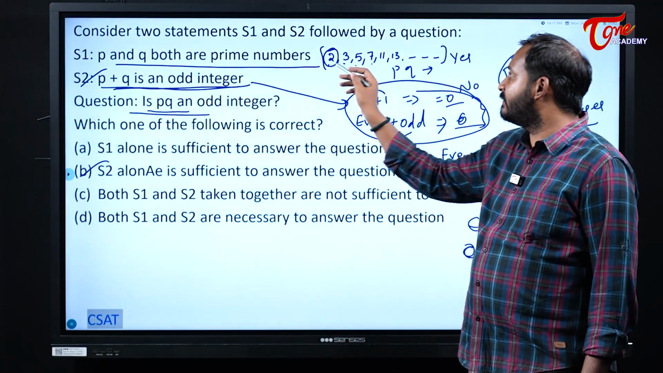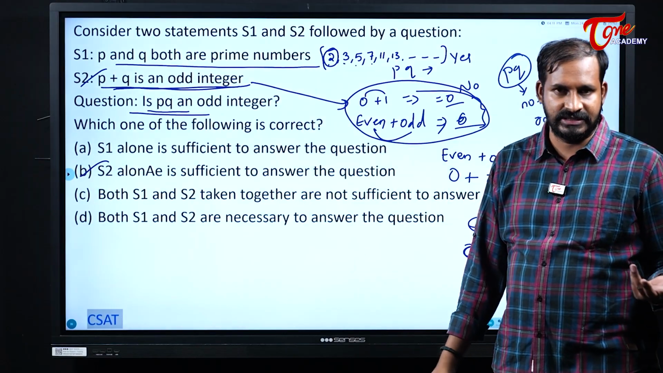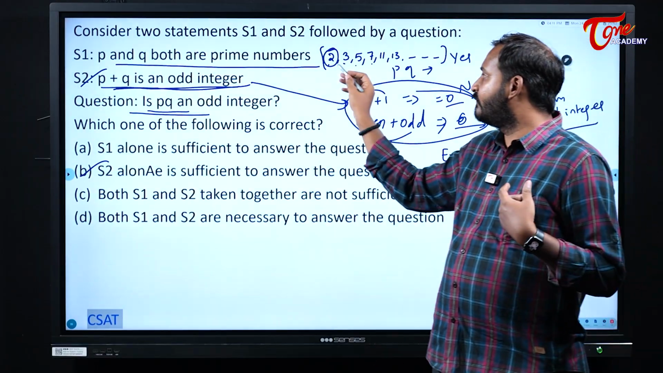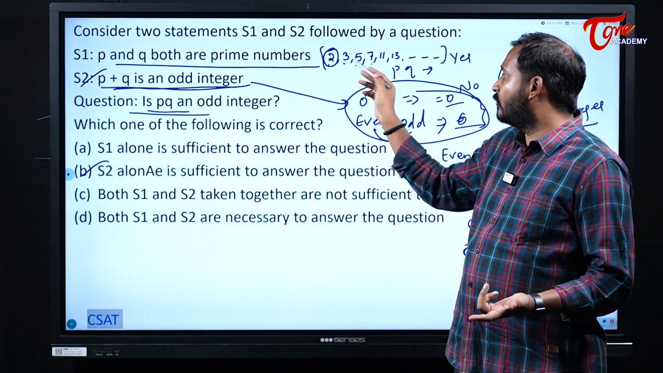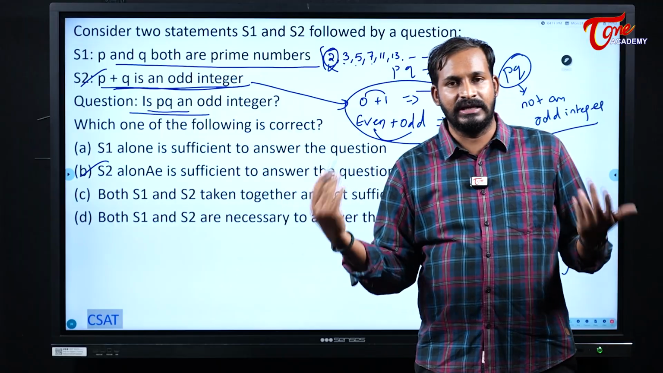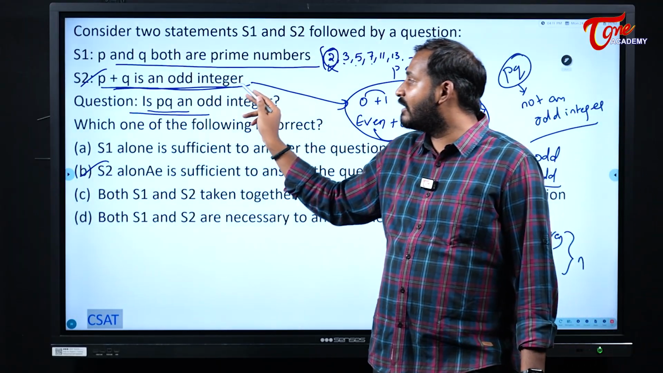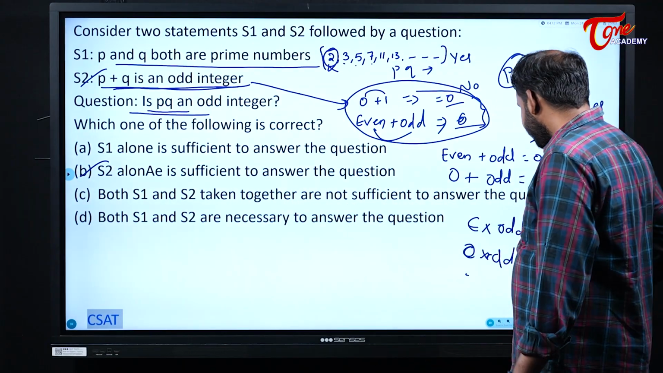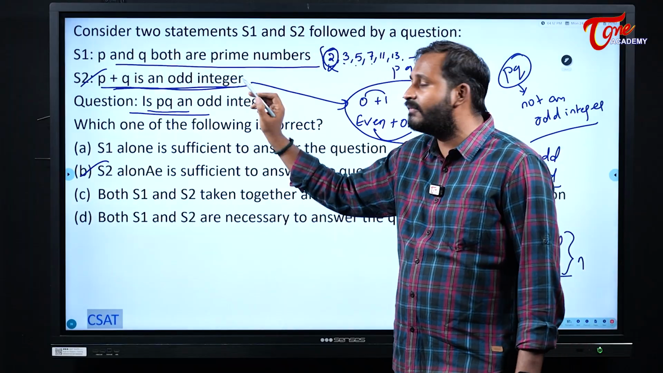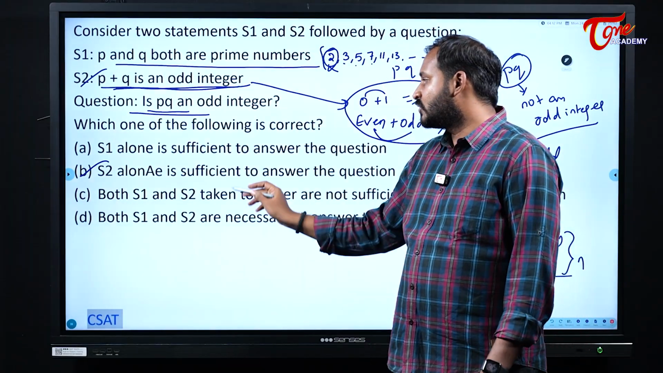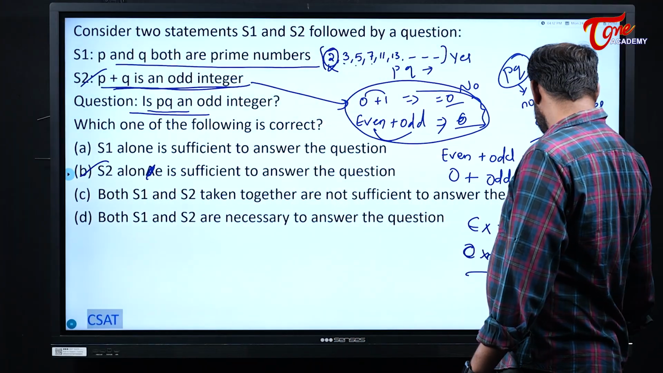Why? Because if I take statement 1, there is 2, so we may get odd numbers or even numbers depending on the value 2. If we consider one of the numbers as 2, you will get an even number. If you don't consider one of the numbers as 2, then you will get an odd number. So, there is a chance for both even and odd. But in this case, I will always have an even number only. So, I can say that PQ is not an odd integer with the help of statement 2. So, here statement 2 alone is sufficient to answer the given question.